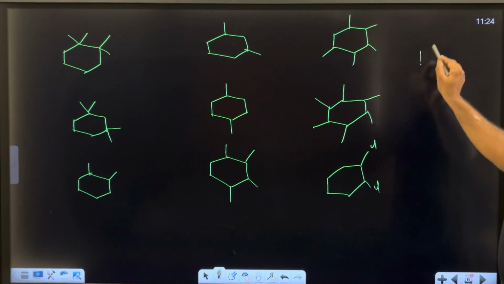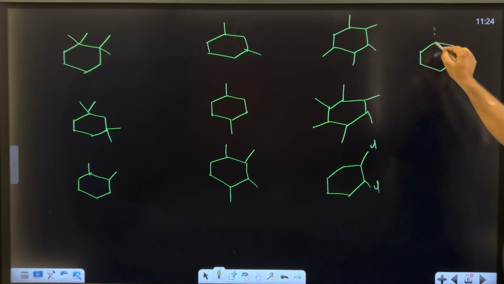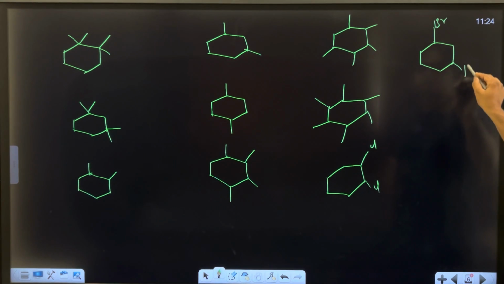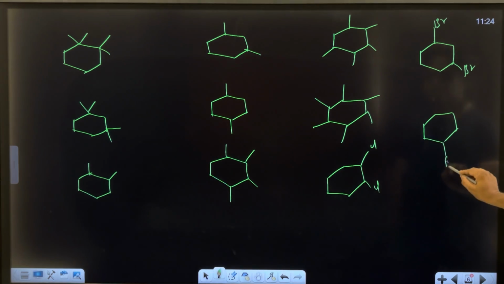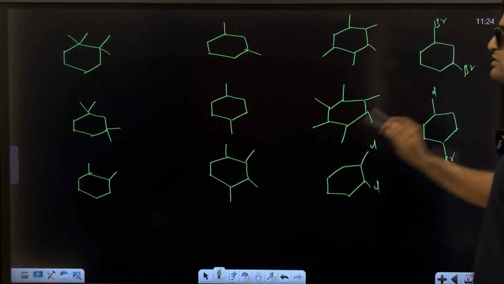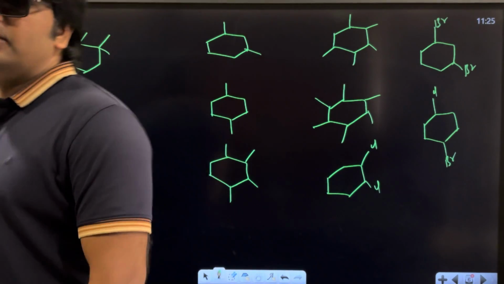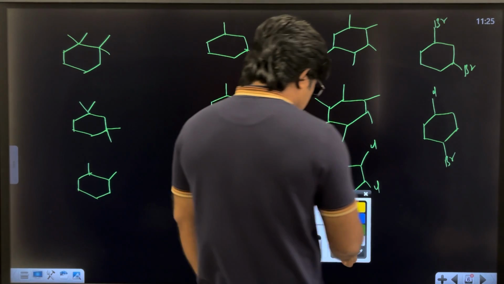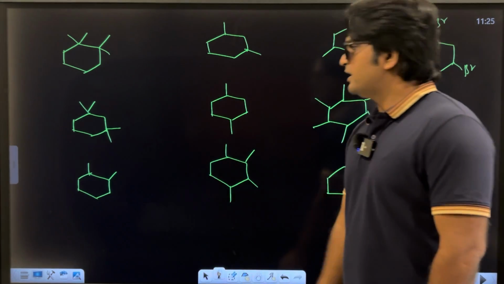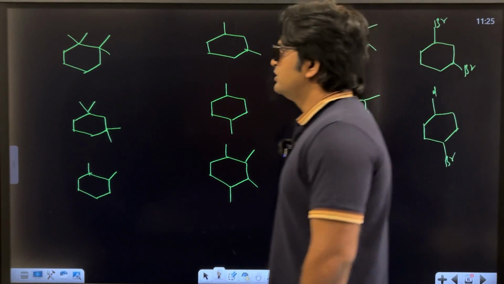Bromine and bromine. For example, here something like bromine and chlorine is given. These are the given molecules. From those, identify which molecule shows geometrical isomerism. Yeah. So let us start from the first molecule.